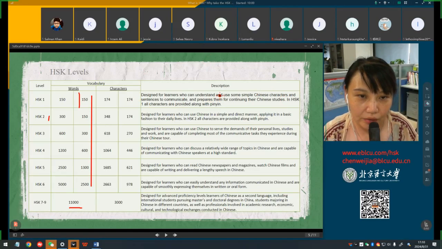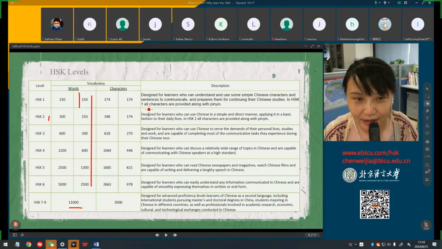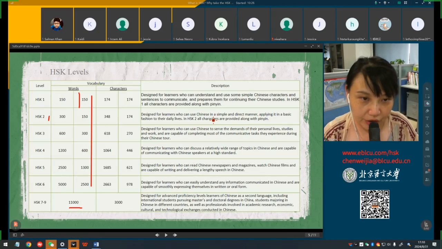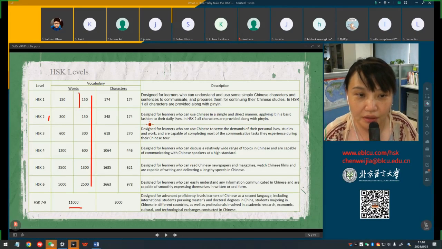So here are some details for the description of each level. HSK 1 is just the very beginning of the Chinese levels. It's designed for learners who can understand and use some simple Chinese characters and sentences to communicate and prepare them for continuing their Chinese studies. In HSK 1, all characters are provided along with pinyin. HSK 2 is designed for learners who use Chinese in a simple and direct manner, applying it in a basic fashion to their daily life. In HSK 2, there is still pinyin for all of the characters. Starting from HSK 3, the test requires you to read Chinese characters, so they won't have pinyin for all of the characters listed on the test paper.